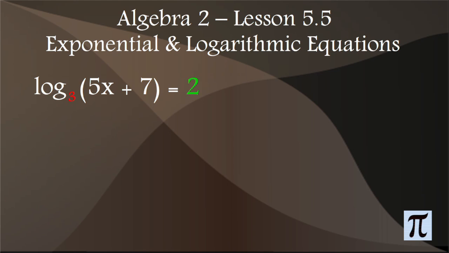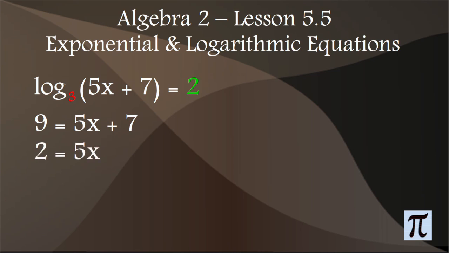Let's focus on the base of the logarithm and the result. So the base is 3, and the result is 2. Since we know that this logarithmic equation can be rewritten as an exponential equation, we know that the base of 3 to that power of 2 will be equal to 5x plus 7. So we can say that 9 is equal to 5x plus 7.